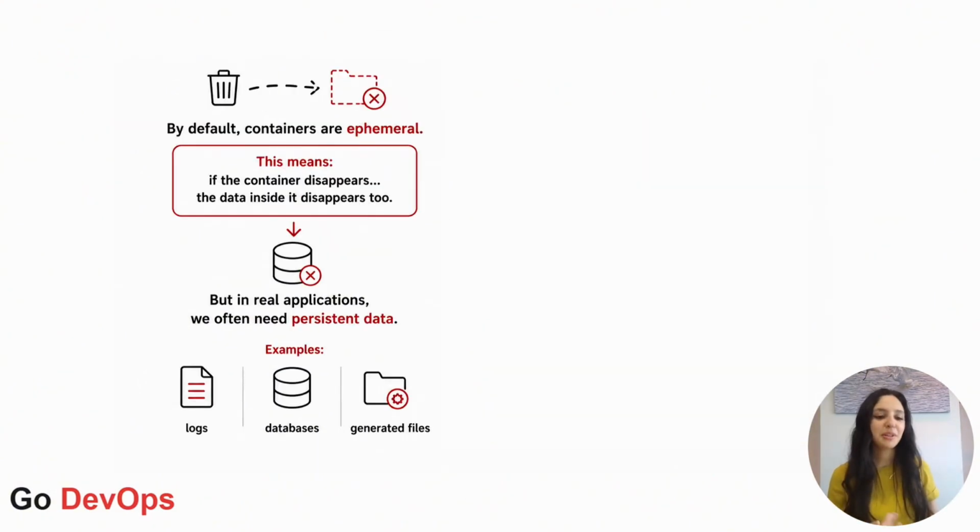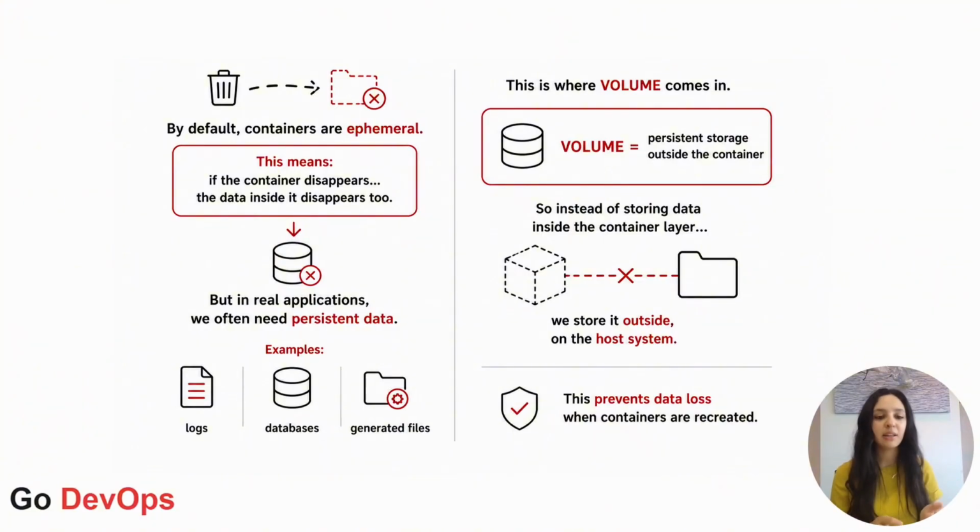Next, we have volumes. By default, containers are ephemeral. This means if the container disappears, the data inside it disappears too. But in real applications, we often need persistent data, for example, logs, databases, or generated files. And this is where a volume comes in. A volume is persistent storage outside the container. So instead of storing data inside the container layer, we store it outside on the host system. And this prevents data loss when containers are recreated.